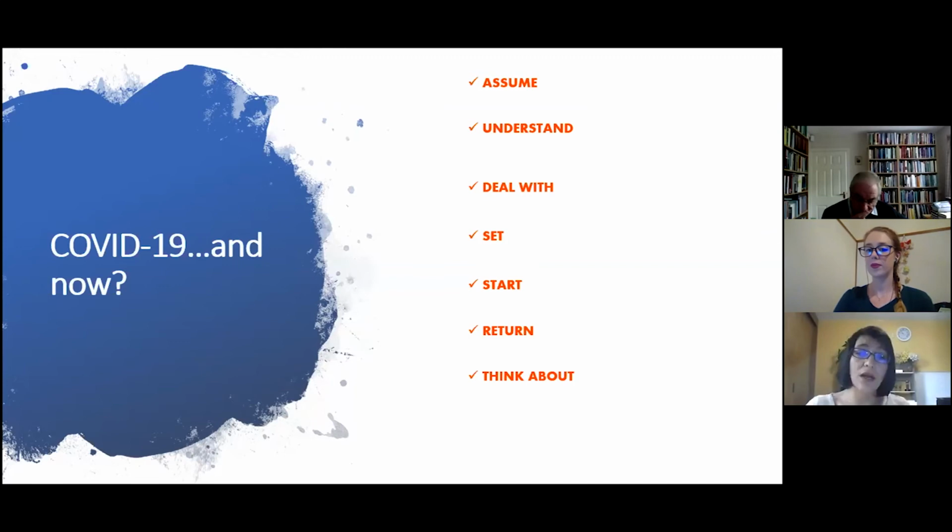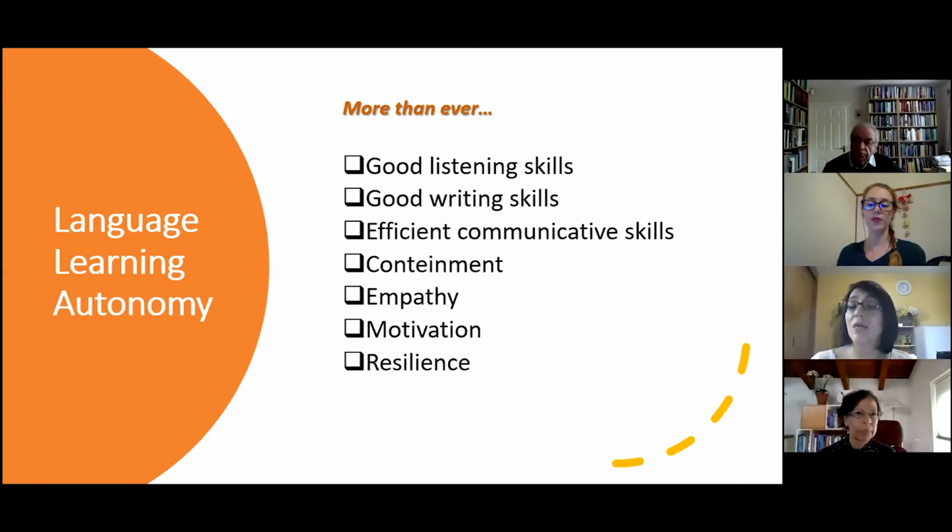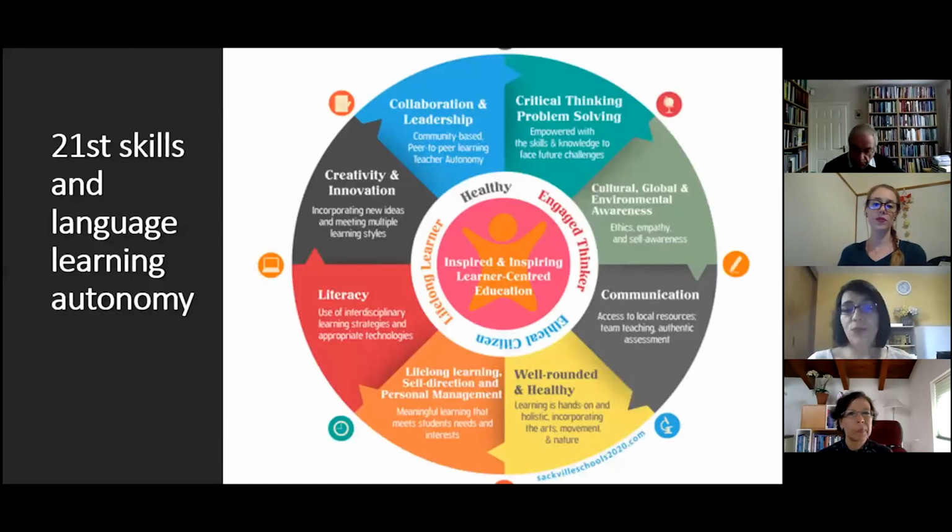We also thought about the importance of language learning autonomy in this new context. And we came to the conclusion that language learning autonomy was, and is, much more important than ever, because we need to provide our students with efficient communicative skills such as good listening and good writing skills. This is mainly related to the academic aspects and to the emotional part of the human being: containment, empathy, motivation, and resilience. In this context, we started to think about the 21st century skills and language learning autonomy.